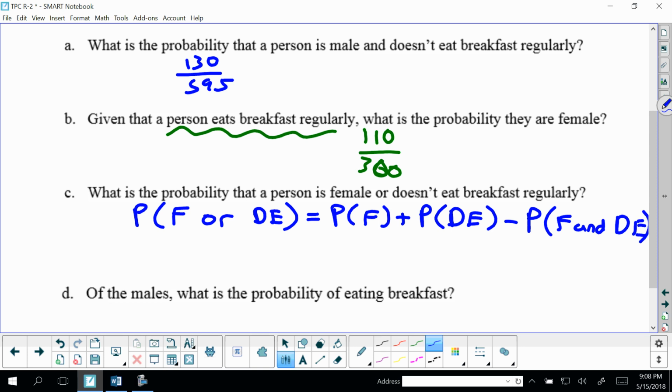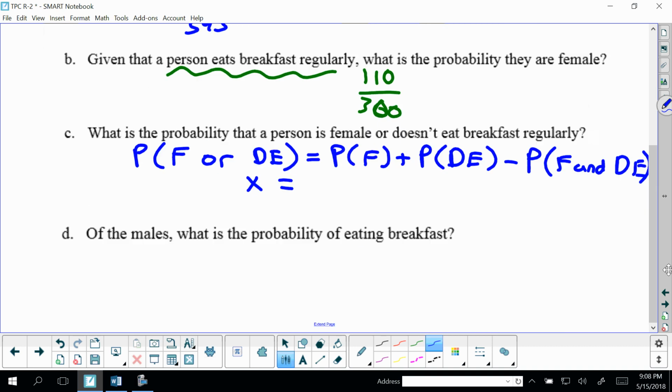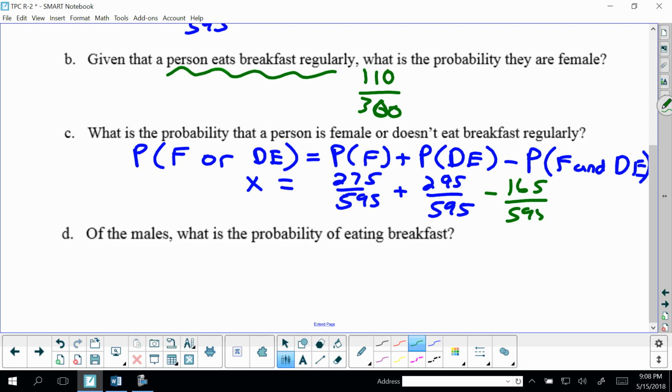So the thing we want to find is our or, so that's kind of like our x. Probability of female. Females, we have 275 over the total 595. Plus, probability doesn't eat breakfast. Well, your doesn't eat, those are 295 out of 595. And then for your and, see where those cross. Doesn't eat and female cross at 165, so we'll have minus 165 over 595. And if we punch that all in, we will get x is equal to 81 over 119.